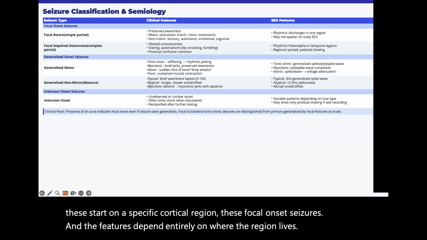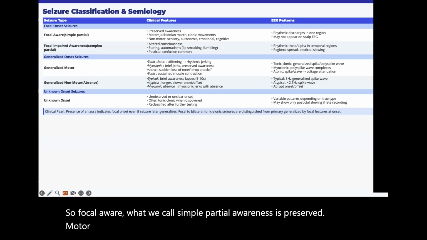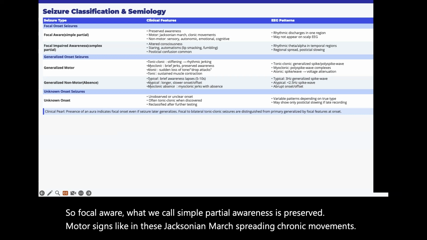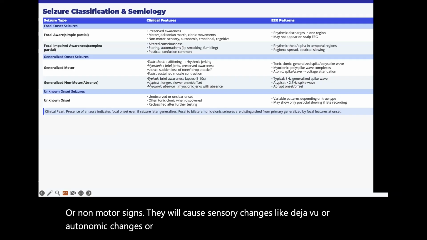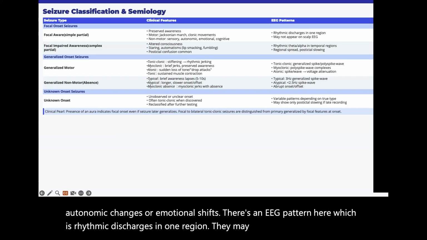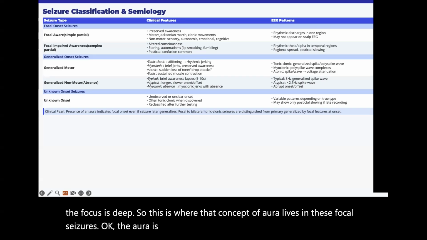So focal aware, what we call simple partial, awareness is preserved. Motor signs, like in a Jacksonian march, spreading clonic movements, or non-motor signs, which cause sensory changes like déjà vu, or autonomic changes or emotional shifts. The EEG pattern here is rhythmic discharges in one region. They may be subtle or even normal if the focus is deep. This is where the concept of aura lives in these focal seizures. The aura is the earliest focal symptom.